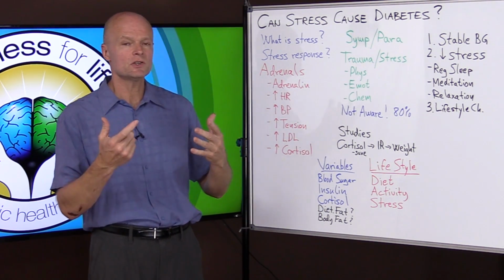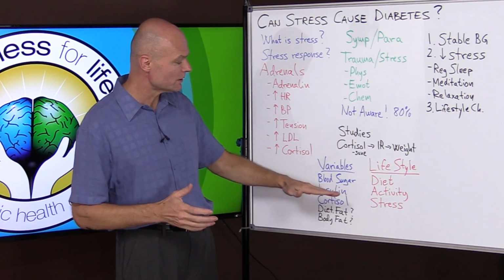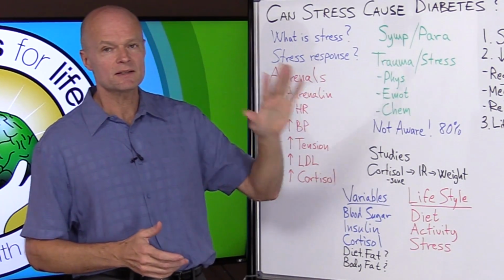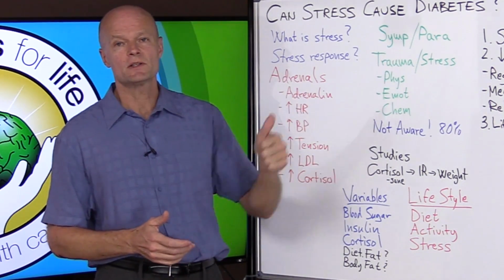So we have to start understanding it's not all that complicated. It's very, very basic physiological principles. Blood sugar goes up, insulin goes up, cells start resisting. So the things that increase blood sugar are the ones to avoid.